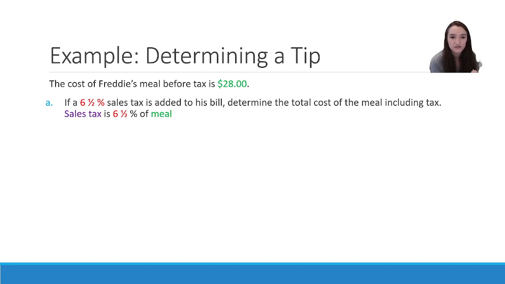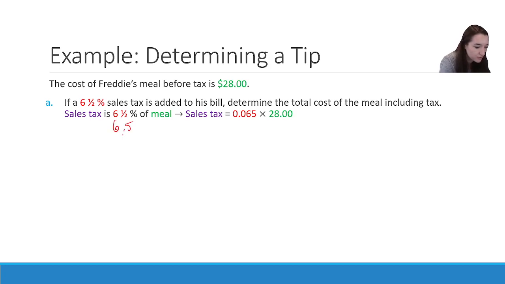So, sales tax, our "is" becomes an equals sign, our "of" becomes multiplication. The only other thing we need to do is translate meal into its actual numerical form, which is right here, and 6.5% into a decimal. So remember, 6.5% is not 6.5. The decimal form of 6.5% is actually 0.065. So you have to be very careful there, because for that 6.5, we move our decimal over twice to get 0.065 when we translate it into a decimal form.